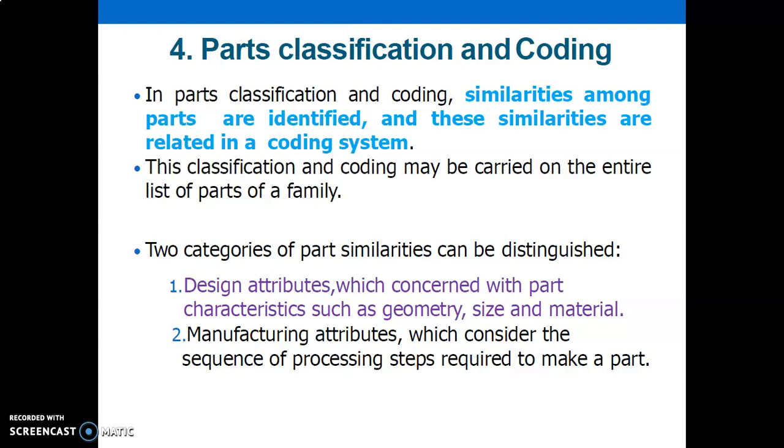Design attributes, which are concerned with part characteristics such as geometry, size, and material. Manufacturing attributes, which consider the sequence of processing steps required to make a part. So in this, basically we are considering two attributes. First is design, second is manufacturing. Design attributes are related to dimension, size, and material. In manufacturing attributes, we identify the sequence that a part has to follow through the different machines.